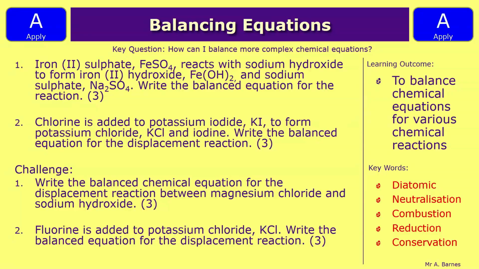Then in your challenge ones, you have write the balanced chemical equation for the displacement reaction between magnesium chloride and sodium hydroxide. So you'll have to go back to the scratch there and figure out the charges of the ions and actually work out the formula before you can do the balancing. Same with question 2, which is fluorine is added to potassium chloride KCl. You'll need to work out what is formed and work out what the formulas are before you do the balancing. So have a go at question 1 and 2, and if you're up for the challenge, have a go at those as well. We'll see how you've done in a min.